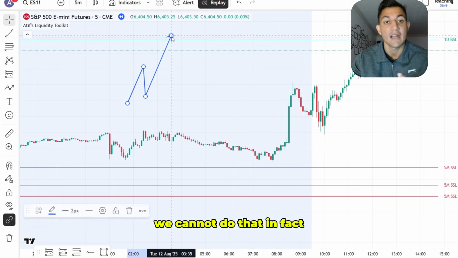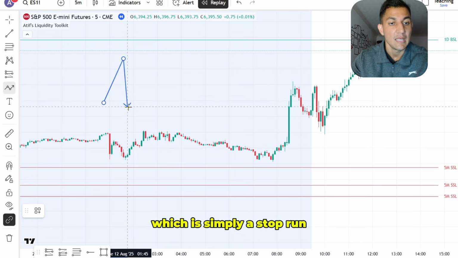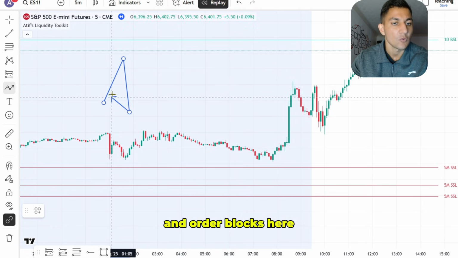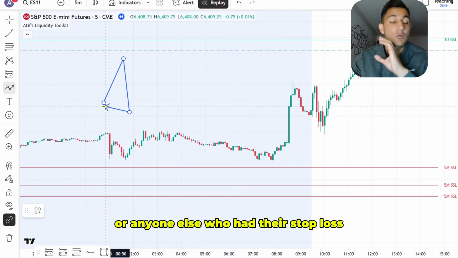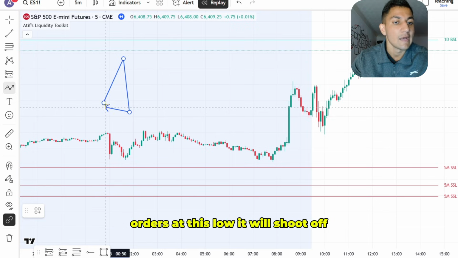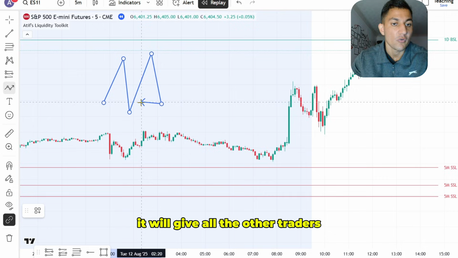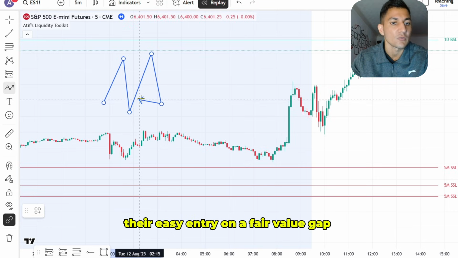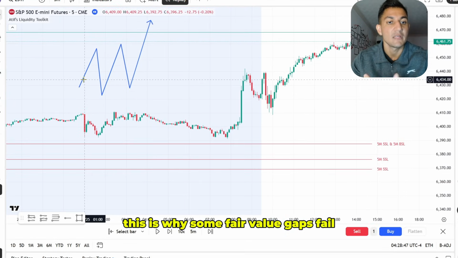We cannot do that. In fact, what we need to wait for is something called a liquidity sweep, which is simply a stop run. So when you're bullish, you can imagine fair value gaps and order blocks here. Price will come down just enough to take out your stop loss or anyone else who had their stop loss orders at this low. It will shoot off. It will give all the other traders, smart money traders, those in the know, those who are actually profitable, that easy entry on a fair value gap and shoot off. This is why some fair value gaps fail, others work.